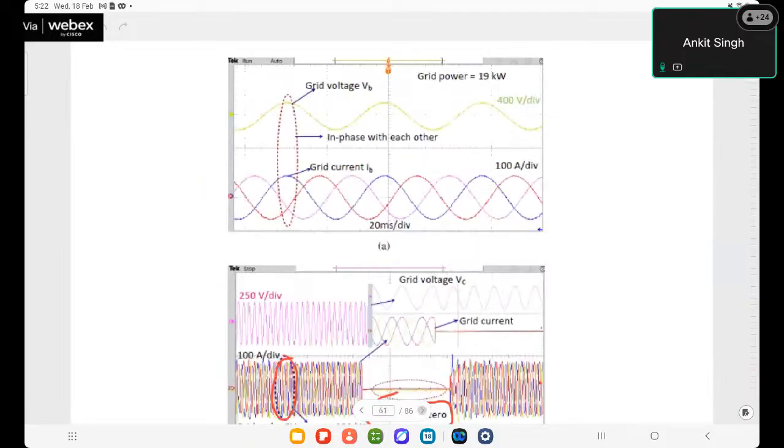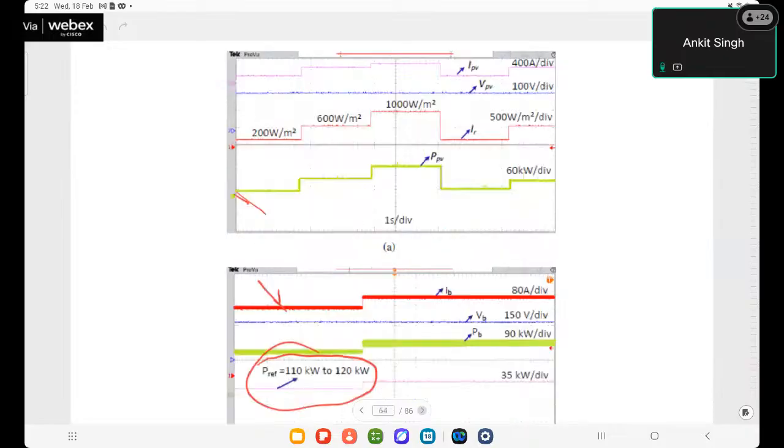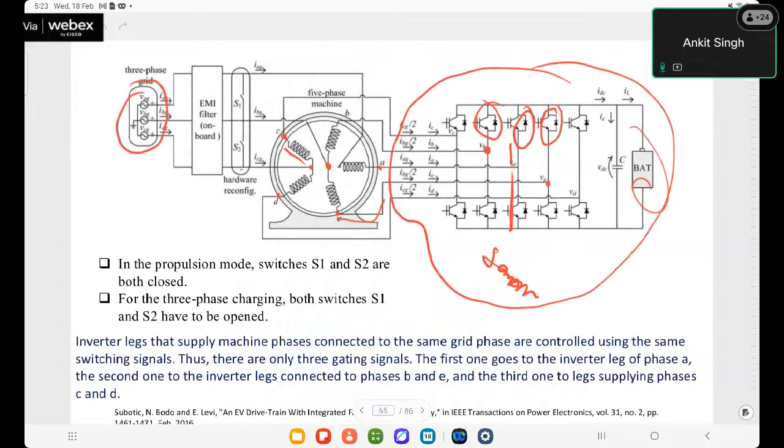When both are combined, this is the battery current, with solar PV, and again it shows that when both are operating simultaneously, the battery current has only high frequency ripples in a three phase system.